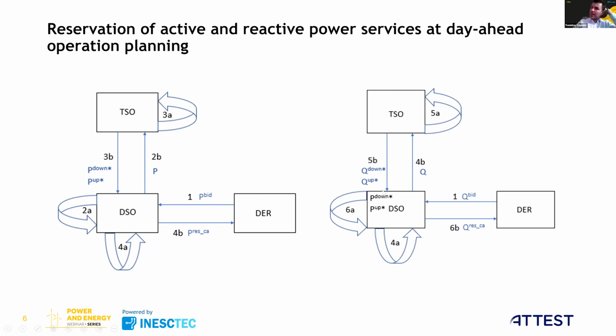As a result, coming from the day ahead, we have feasible areas of reserved active and reactive power, which are passed down to real-time modules, which then check if actual active or reactive power needs to be activated from this procured P down, P up, or Q down, Q up range.